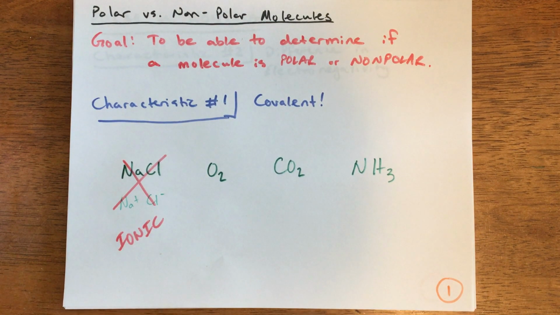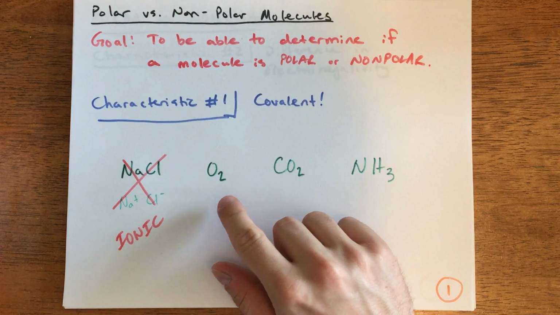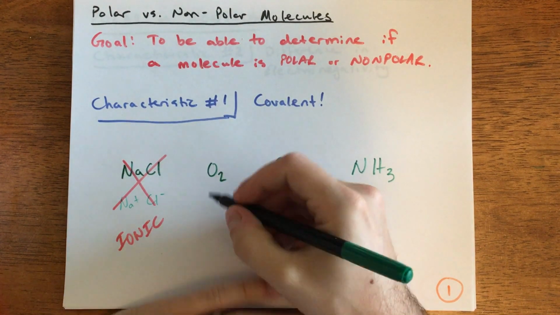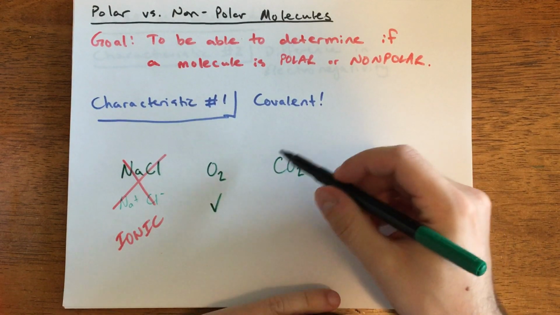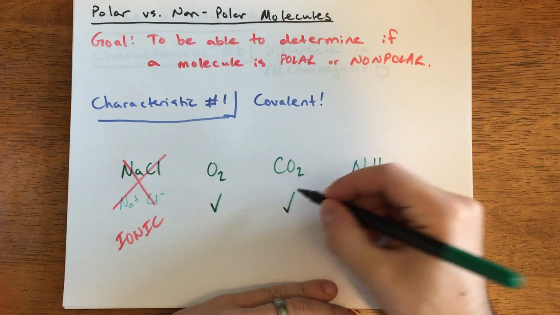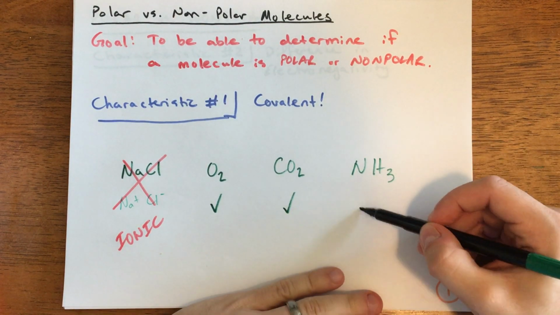Oxygen, all the atoms involved in that one are nonmetals, so that one's covalent. So this one's going to move on to the next round. Carbon dioxide, carbons and oxygens bonded together. Carbon and oxygen, both nonmetals, will move on. Nitrogen and hydrogen, both nonmetals, that will also move on.